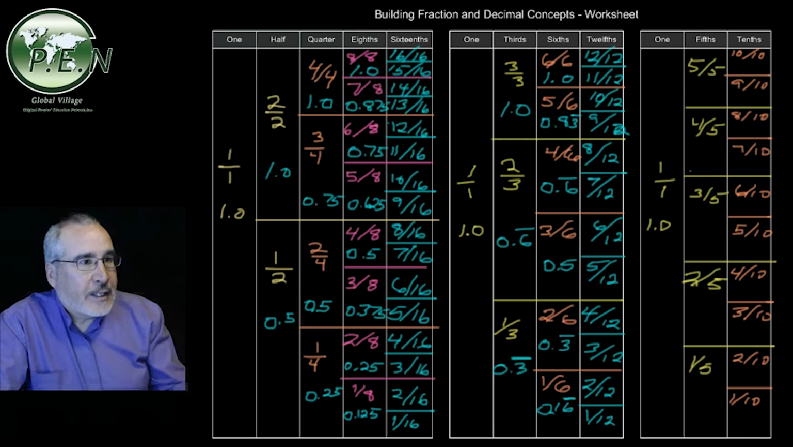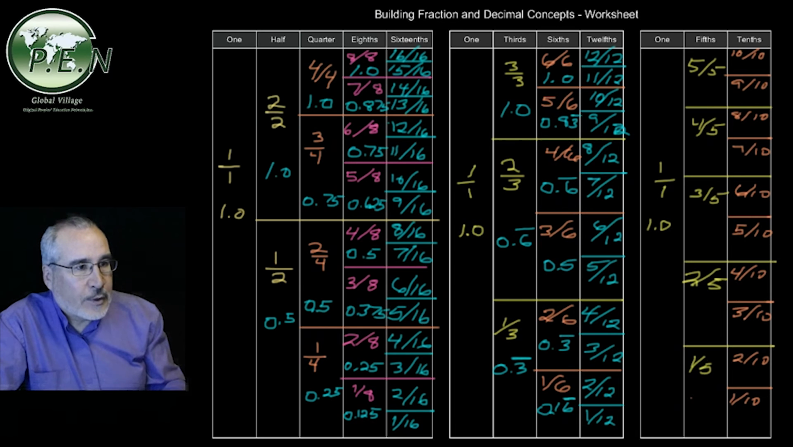So we'll come back here and we'll fill in with some fractions. So 1/5 is 1 divided by 5 is 0.2. 2 divided by 5 is 0.4. 3 divided by 5 is 0.6. 4 divided by 5 is 0.8. And 5 divided by 5 is 1.0.